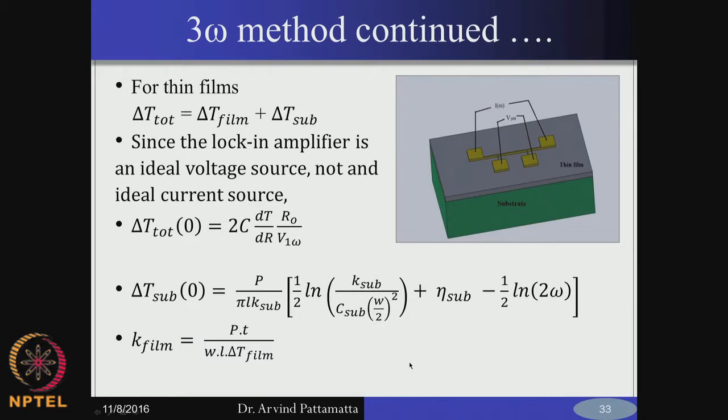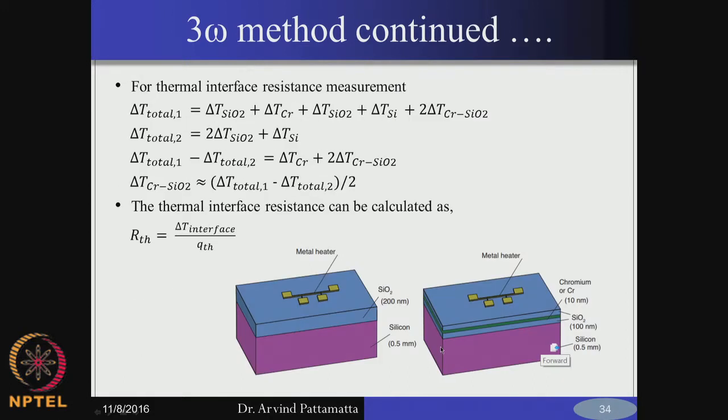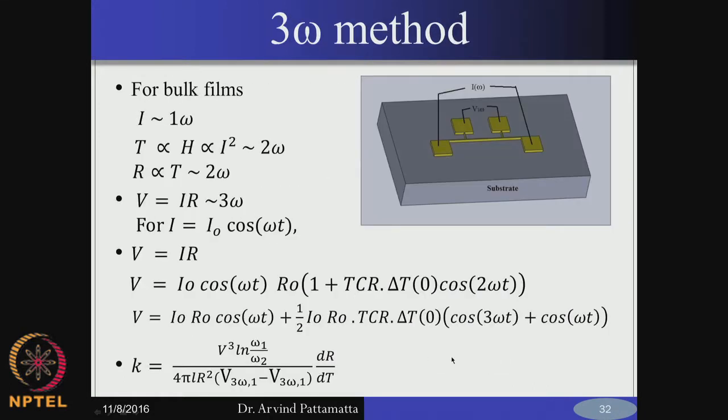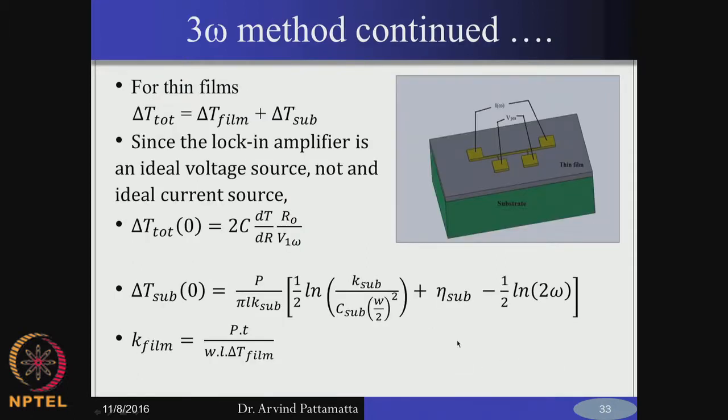Now for thin films, what you are going to measure is the total temperature rise for both the film as well as the substrate, and you have to subtract the contribution of the substrate. First you do the experiment for the substrate like this, you know the temperature rise for the substrate, and now you do the experiment for both the film along with the substrate, you know the total temperature rise. If you subtract this, this will give you the temperature rise only due to the thin film, from which you can calculate the thermal conductivity. So, this is how this has been adapted for thin films.